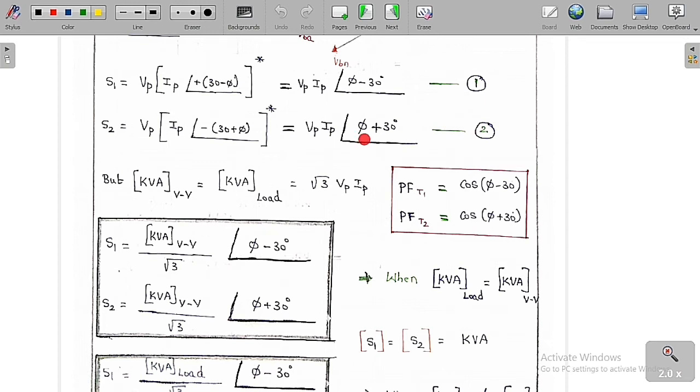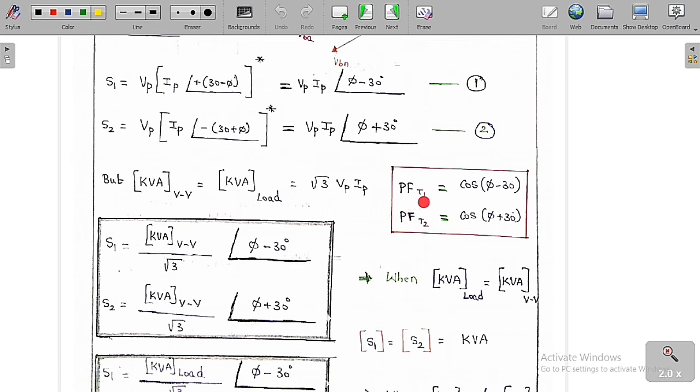But if the kVA of the load is equal to the kVA of the open delta, as I have already told you, it is equal to root 3 VP IP. Then VP IP means just divide by root 3. So S1 is equal to kVA of open delta by root 3 at an angle of phi minus 30 degrees, and S2 is equal to kVA of the open delta by root 3 at an angle of phi plus 30. This is for when the load kVA is equal to the kVA of the open delta transformer.